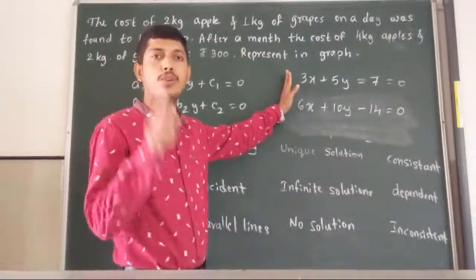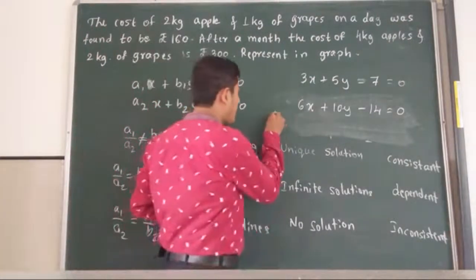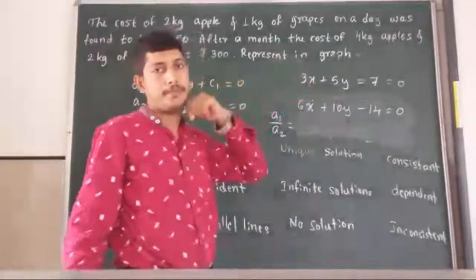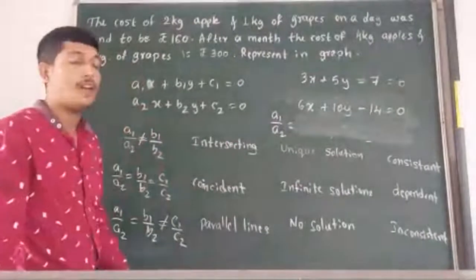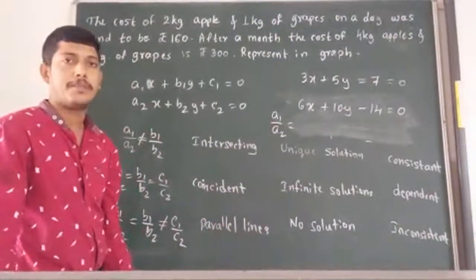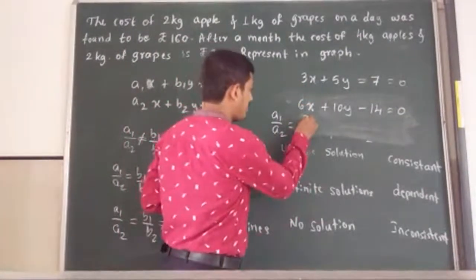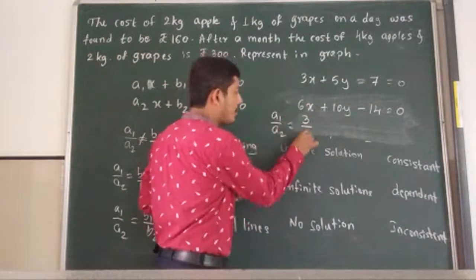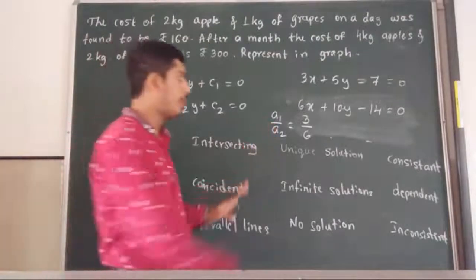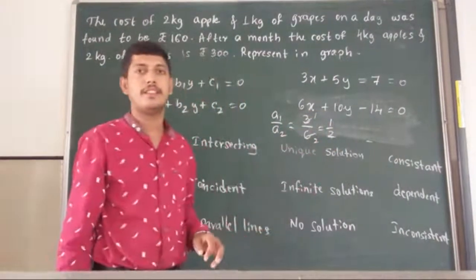First, what do we have to do? We have to find the coefficients of x, y, and the constant. I consider A1 by A2. So what is the coefficient of x? What is the value of A1? Just comment first. The value of A1 is 3 and the value of A2 is 6. So 3 by 6 becomes 1 by 2.